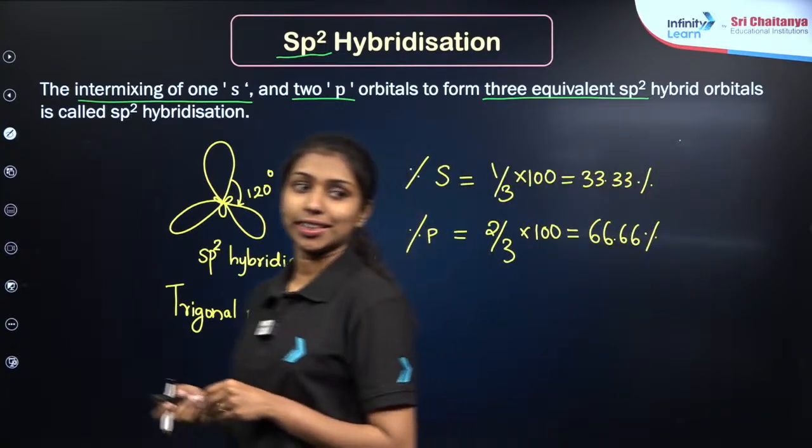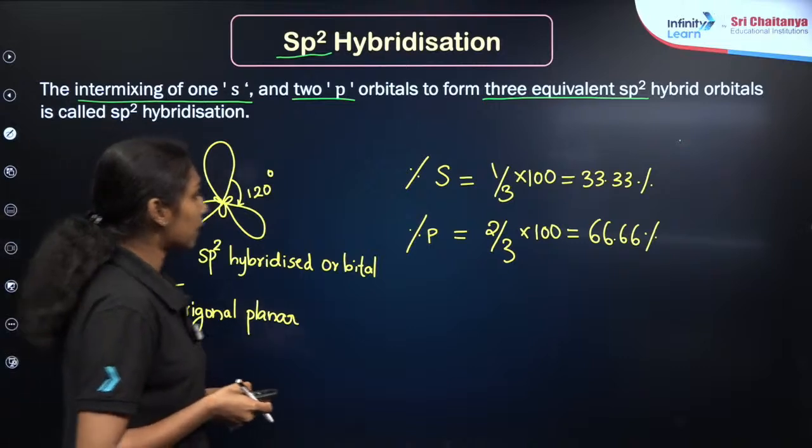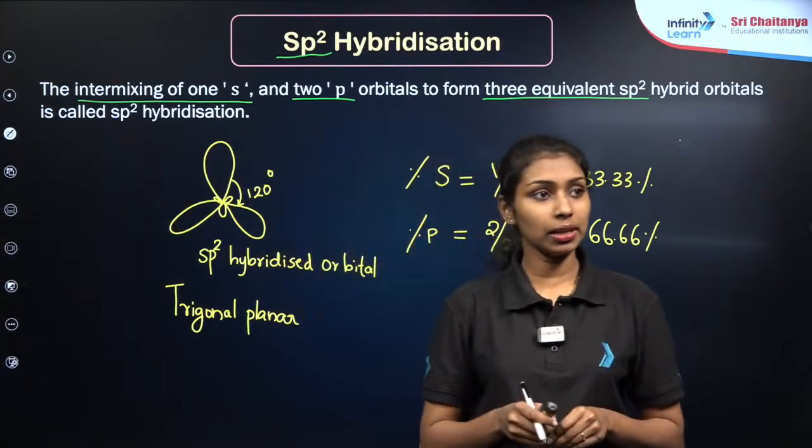Yes, Pooja, you are correct. 33.33%. And the percentage p character is 66.66%. Clear?